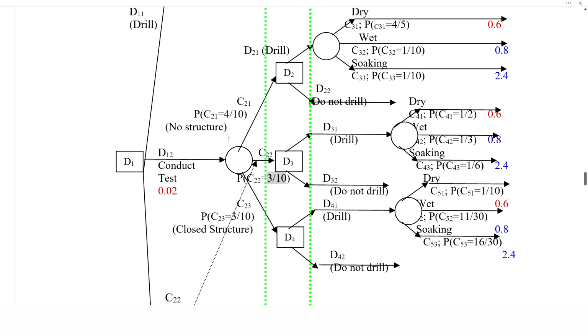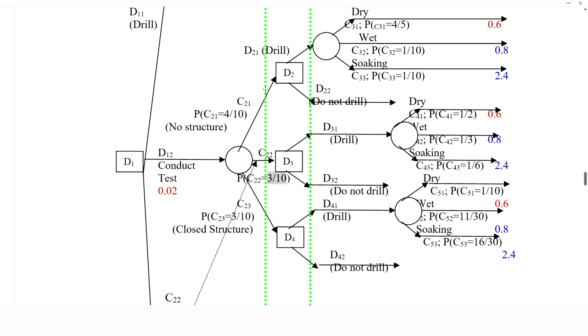Now, when no structure is found, then you drill. Once you drill, obviously you will find out dry, wet, soaking. Similarly, when you find open structure, again you will drill and you will find dry, wet, soaking. And finally, in the third case of closed structure, again you will drill and then get dry, wet, soaking. These have been incorporated.